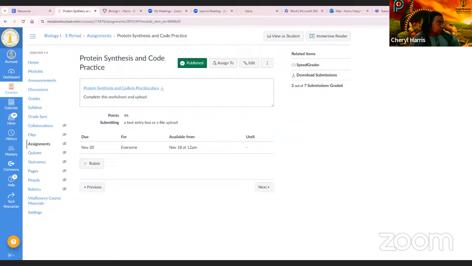Oops, what in the world just happened? Interesting. Now my whole page just went sideways, my viewing page.